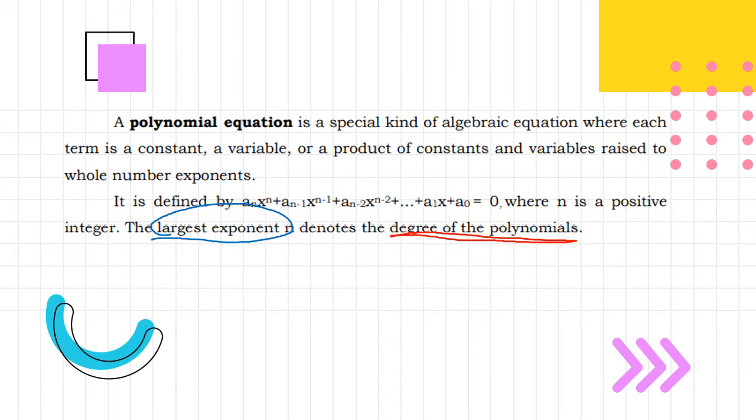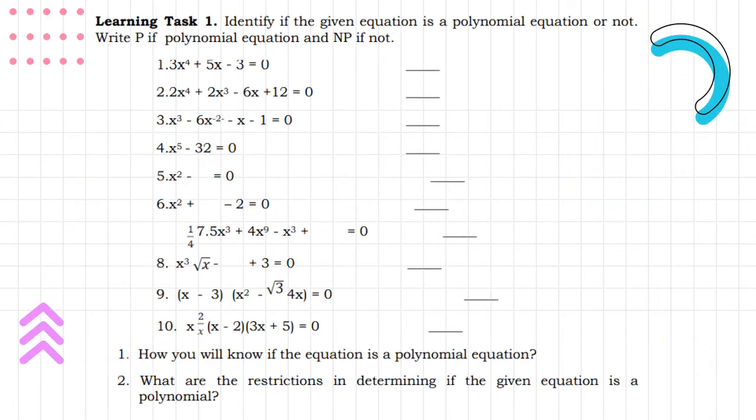So, kapag na-identify natin yung largest exponent or yung pinakamataas na exponent, yun daw yung tinatawag nating degree of the polynomial. So, yung learning task 1 diyan sa page 29, makikita nyo, identify if the given equation is a polynomial equation or not. So, lalagay natin ng P if it is a polynomial or NP if not. So, paano ba natin siya masasagutan? Syempre, kailangan muna natin ng idea, no? So, how will you know if the equation is a polynomial equation? What are the restrictions in determining if the given equation is a polynomial?